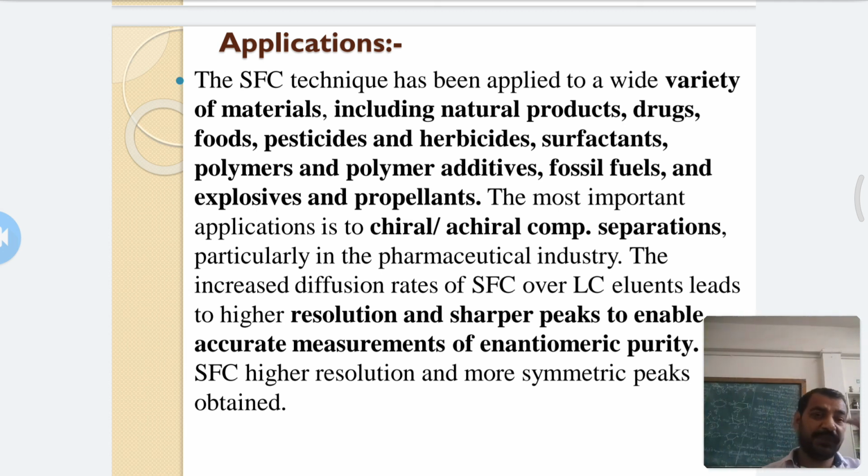So in this chapter we discussed supercritical fluid chromatography, its instrumental part, the different types of supercritical fluid, then instrumental techniques, different types of detectors, additives, etc. Lastly, we discussed the applications of supercritical fluid chromatography.